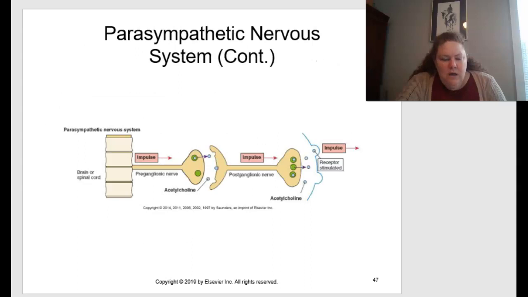So looking at the parasympathetic, again, this is part of that figure 14.5 on page 336. So again, you have your brain, you have your impulse, that's going to go on your preganglionic nerve. It releases the acetylcholine, then it jumps to the postganglionic nerve, continues that impulse, and then here it's going to release the acetylcholine, and again, the receptor is going to be stimulated and continue on that impulse. So it's the same principle, but just different chemicals that are being used.